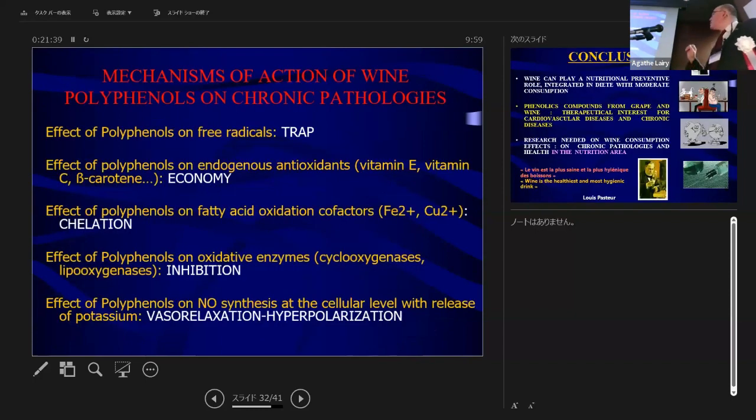There are specific mechanisms of action of wine polyphenols on chronic pathology. Polyphenols have an effect on free radicals by trapping them directly, and an effect on endogenous antioxidants, especially vitamin E, vitamin C, beta carotene. You can have chelation by polyphenols of some metals that are oxidation cofactors, iron and copper. You can have inhibition of oxidative enzymes by some phenols, cyclooxygenase or lipoxygenase. And so you have this effect of phenols on nitric oxide synthase at the cellular level with the release of potassium at the vessel level. And so in this case, you create vasorelaxation and hyperpolarization.